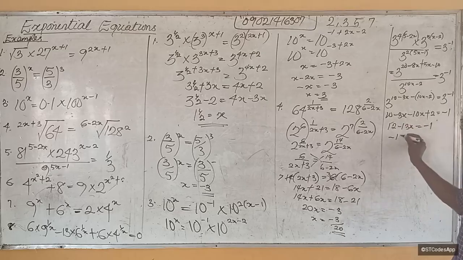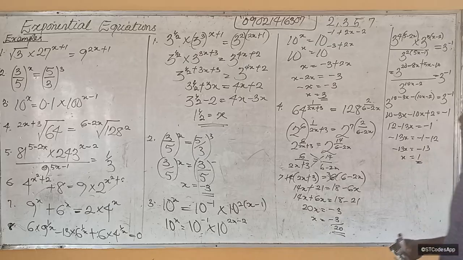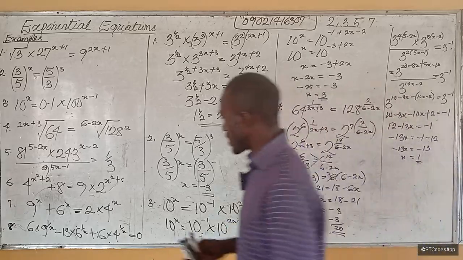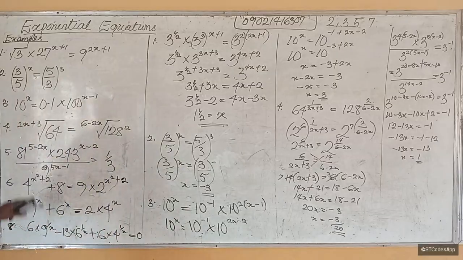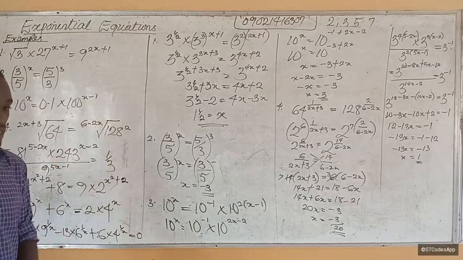So 12 will go there, we have minus 13x is equal to minus 1 minus 12. Minus 13x is equal to minus 13. X equals 1. Is that clear? Alright, so you see that's very simple. Now, these are fine questions now. Let's solve number 6 now.